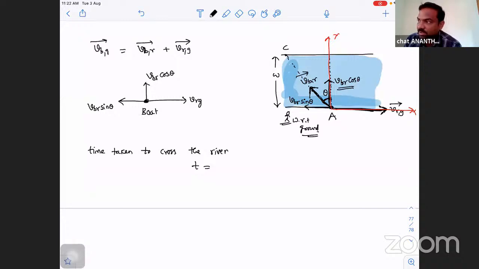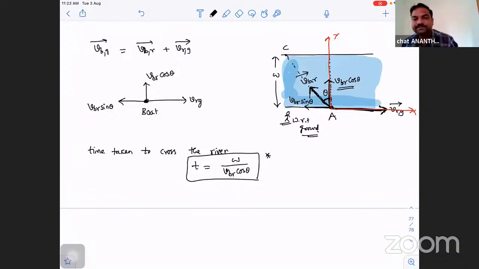W is the distance. Distance by time we call speed. Time is equal to distance by speed, so we can write this as W by VBR cos theta. Many people have already answered. Very good. This is the time taken to cross the river.